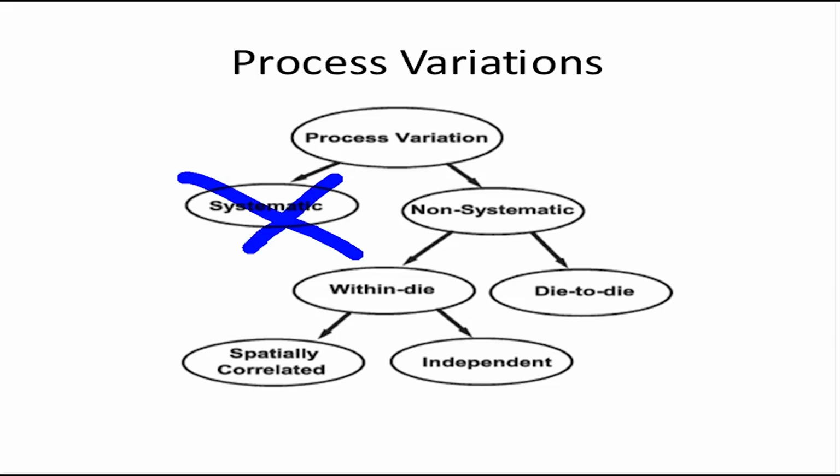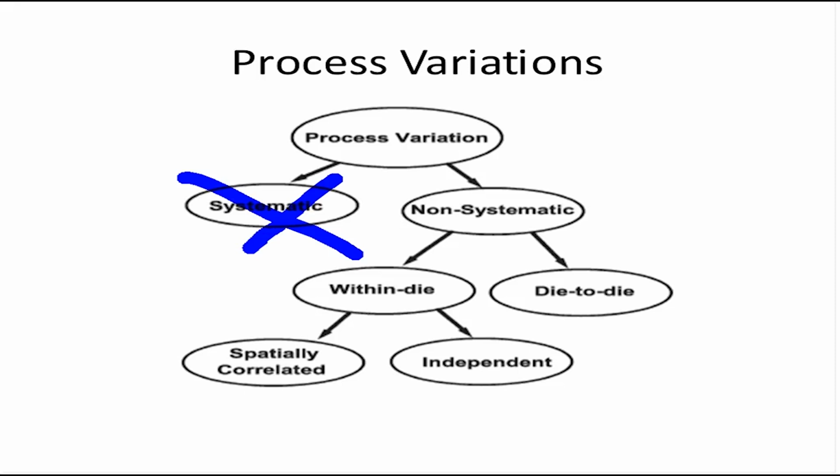Now we come to non-systematic. Non-systematic are the ones which SSTA or traditional STA tends to model, right? We try to model these non-systematic variations. Now, non-systematic variations again can be die to die or within die. Die to die means they vary from die to die. They affect one die more and another die less. It can happen in a particular wafer.